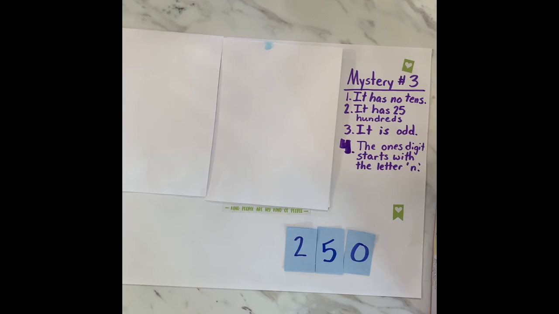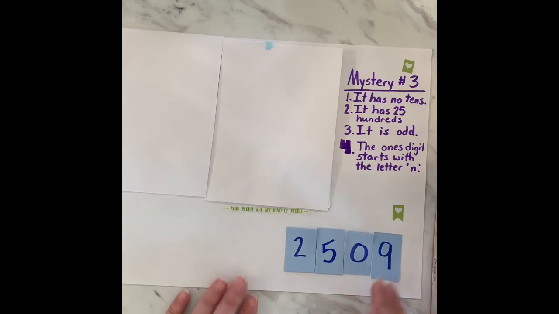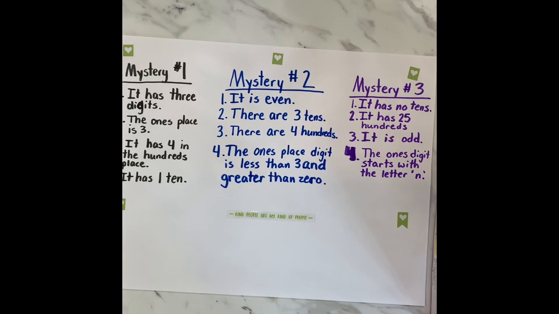Okay, we've got 2 clues to work with the ones place. The first clue is that it is odd, so that means it can only be a 1, 3, 5, 7, or 9 in the ones place. Then, the ones digit starts with the letter N. Well, which digit, when you say the word, starts with the letter N? If you said 9, you are absolutely correct. So, our number is 2,509.